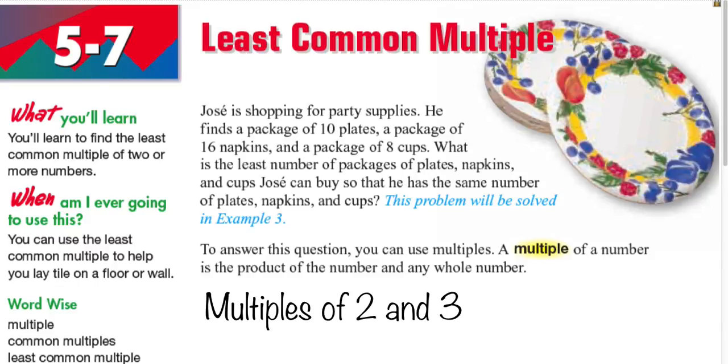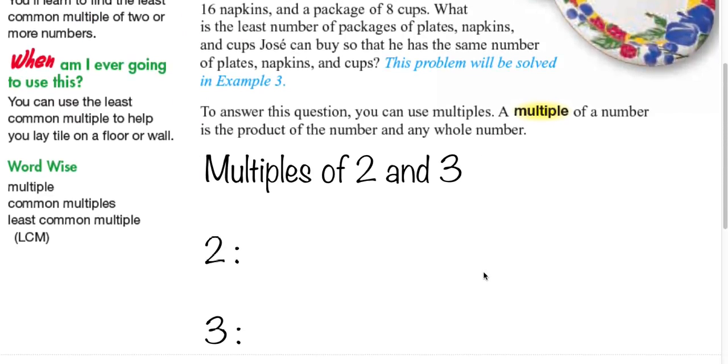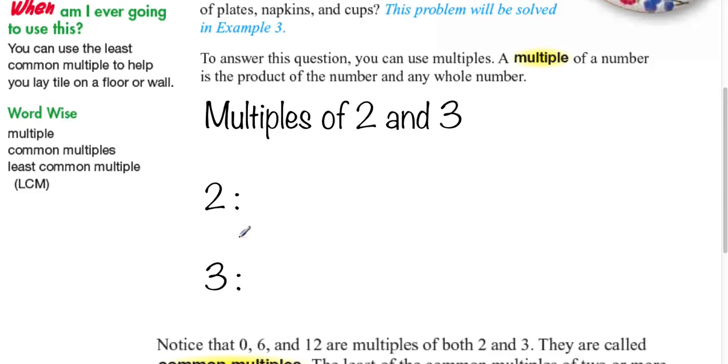We'll solve this later on in example 3, but before we do that, we need to use multiples, and let's define what a multiple is. The definition of a multiple of a number is the product of the number and any whole number. So when you talk about multiples of 2 and 3, going back to the definition, it's the product of the number and any whole number.